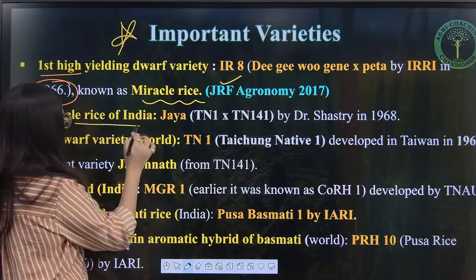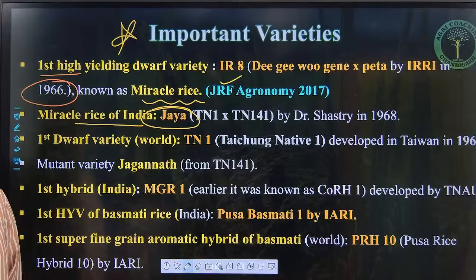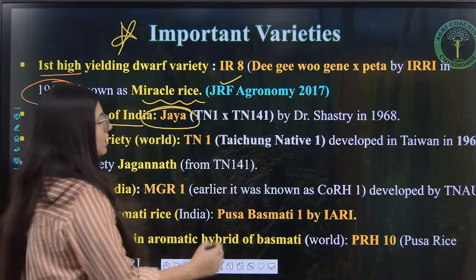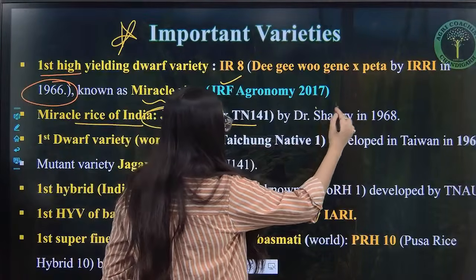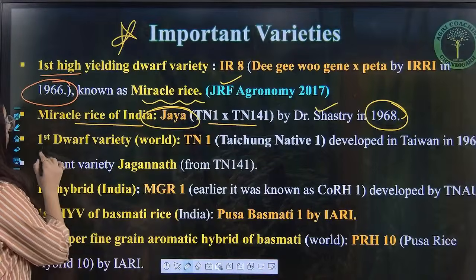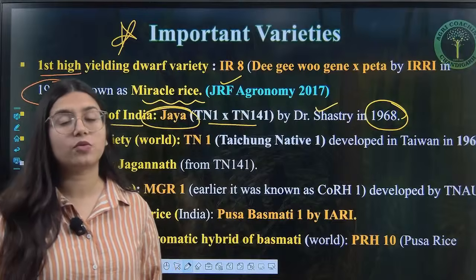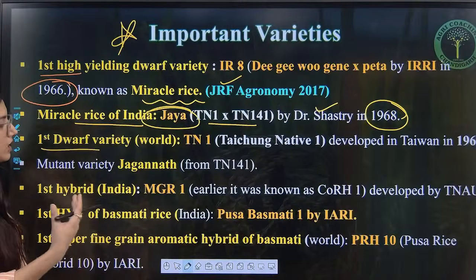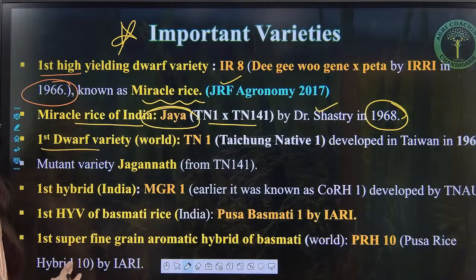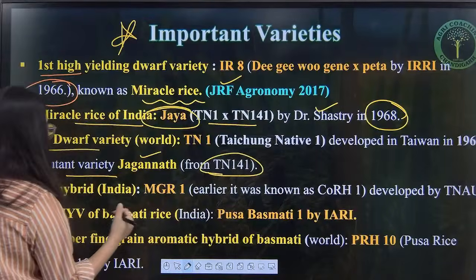Then the miracle rice of India is Jaya, which is a cross between TN1 and T141 by Dr. Shastri in 1968. Then the first dwarf variety of the world is TN1, Taichung Native 1, developed in Taiwan in 1965. The mutant variety is Jagannath, a mutant from T141.